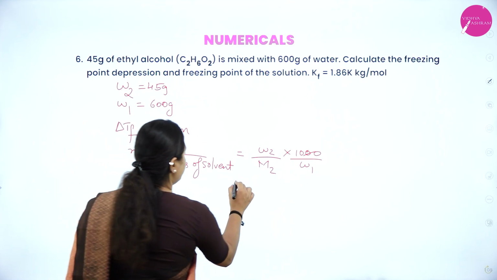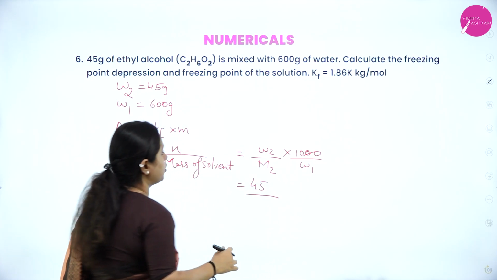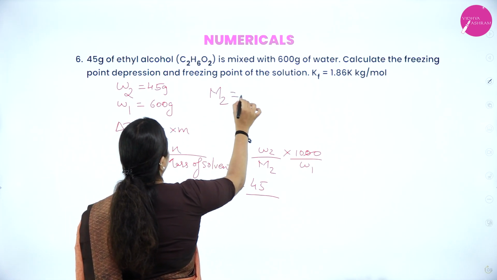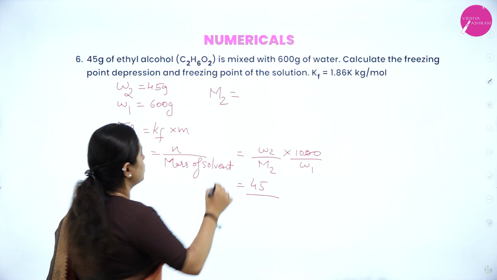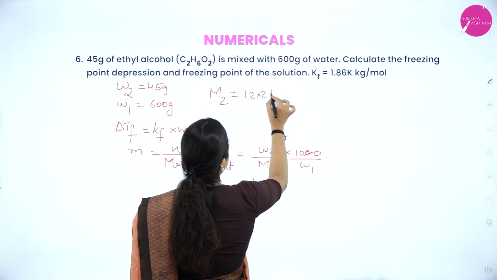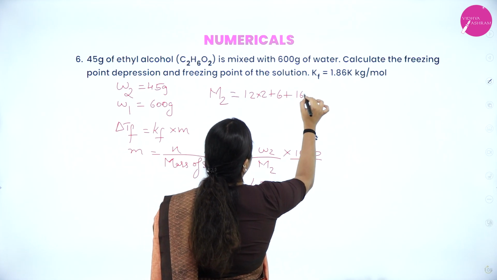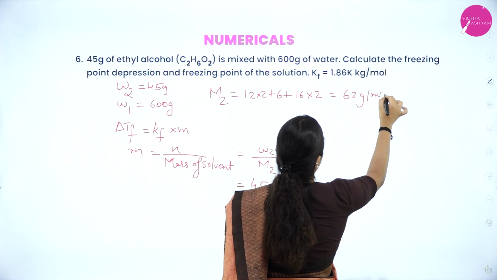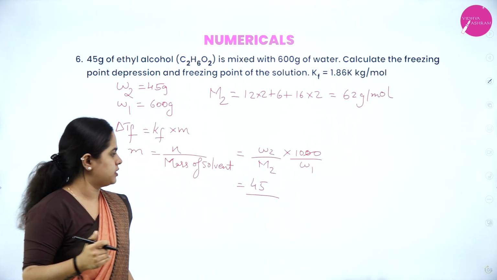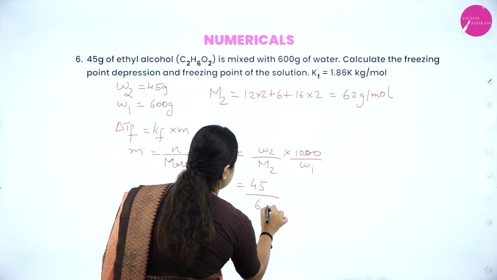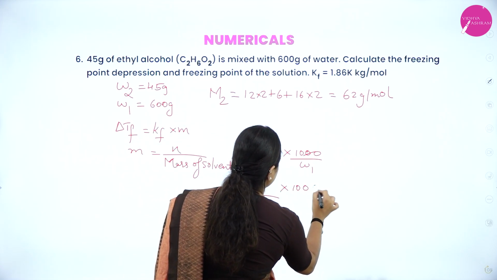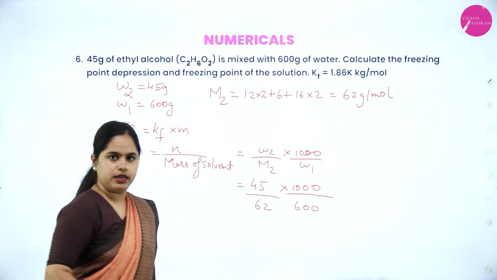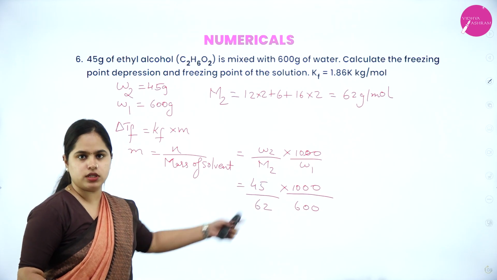What is W2? W2 is 45. Now, what about M2, the molar mass of the solute? Is it given here? No, you can calculate it. C2H6O2: 12 into 2 plus 6 plus 16 into 2. So, that is equal to 62 gram per mole. Right, that is the molar mass. So that is 45 divided by 62 into 1000 divided by W1. What is W1? It is 600 grams.